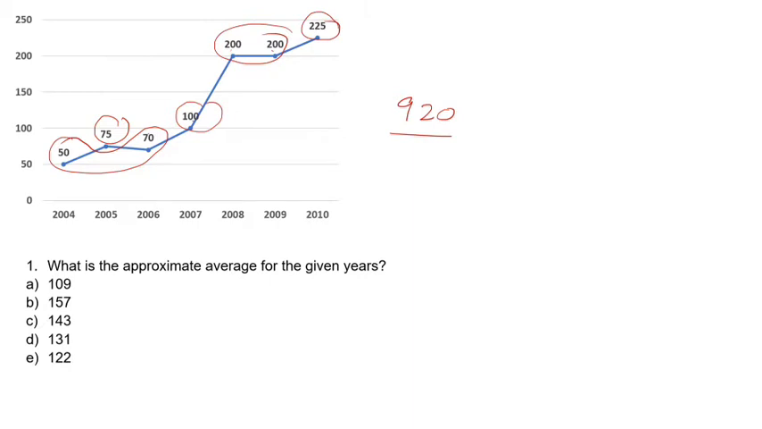So 920 divided by how many years? 1, 2, 3, 4, 5, 6, 7 years. So 920 divided by 7. So when you do it, it becomes approximately 131. Okay, approximately 131. So 131 is the answer. So you can mark option D as the correct answer. That's the approximate average. 131, it's 130 point something as the exact average. Okay, 131 is the approximate average.